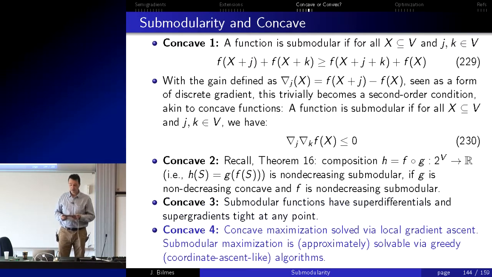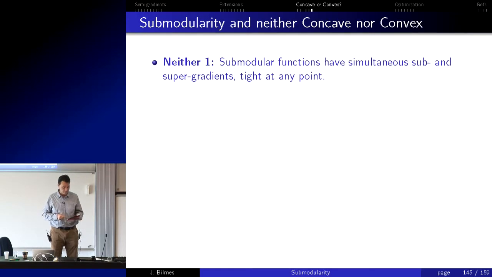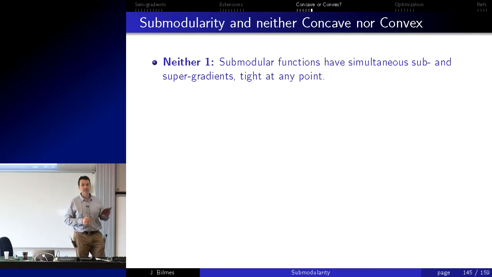I also like concave functions. Maximization, you can't solve submodular maximization exactly. It's NP hard to solve it exactly, but you can approximate it pretty well. The greedy algorithm gives you a 1 minus 1 over e approximation, which I'll talk about in a few minutes. But on the other hand, submodular functions are also neither like concave nor convex. So submodular functions have simultaneous sub and supergradients. Convex functions and concave functions don't have that.